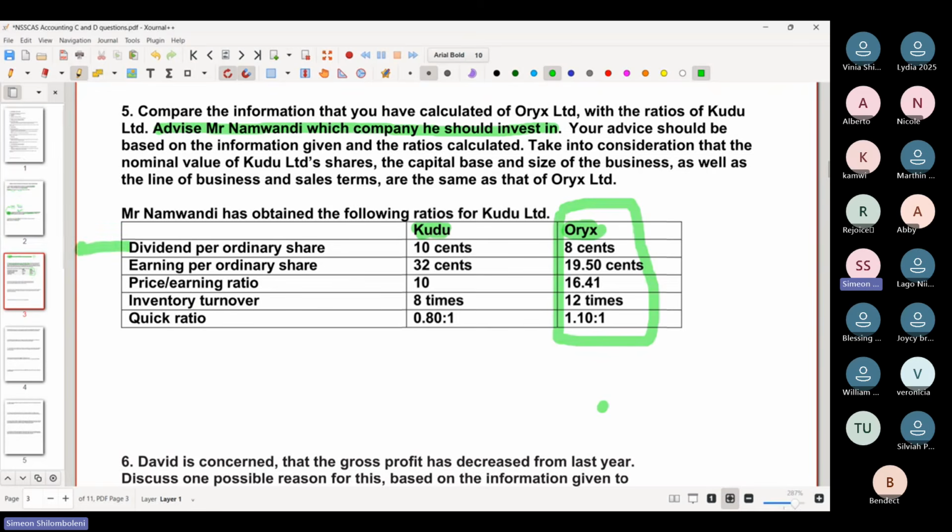What is the impact of investing in Kudu when we are only looking at dividend per share? What is the impact? What is the implication? And when I tell you impact, implication, effects, advantage, and disadvantage, it is the same thing. It just depends in which context it's fitting. So if we are only looking at dividend per share, what is the impact of investing in Kudu? Or implication, or effect, or advantage, or disadvantage? Those are the things that you need to look at.